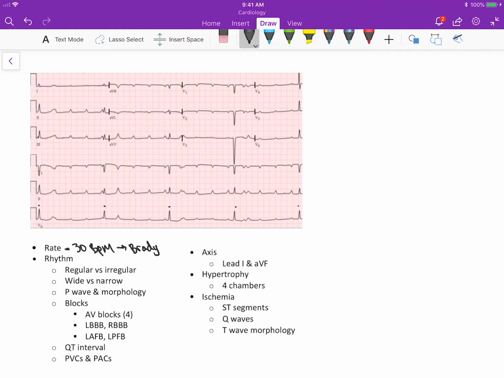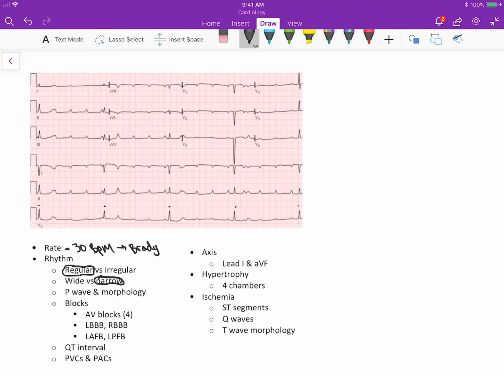Next, we have our rhythm. So looking to see if it's regular or irregular. It looks pretty regular to me. So we have a regular rhythm. Wide or narrow? It is narrow.